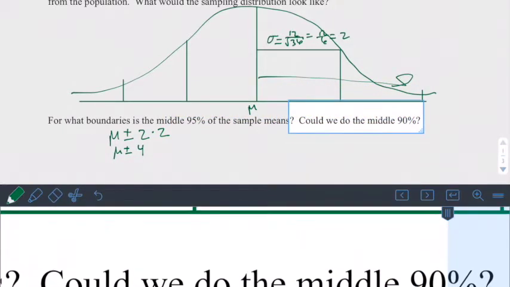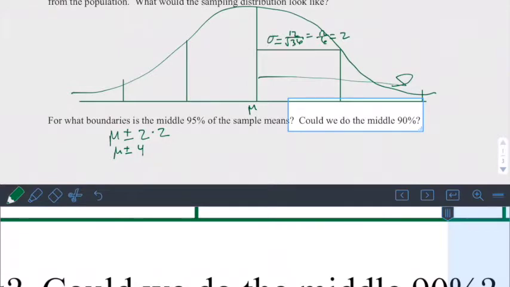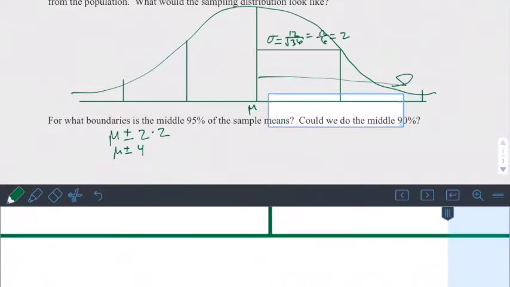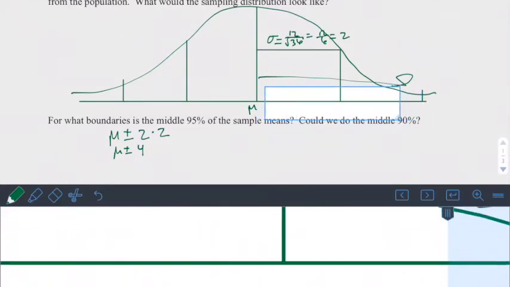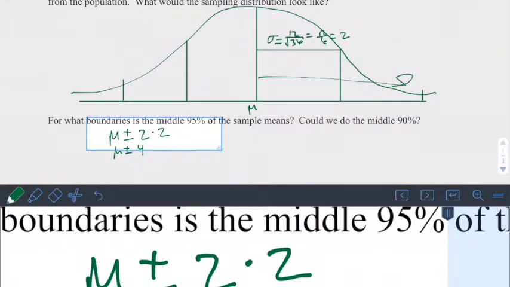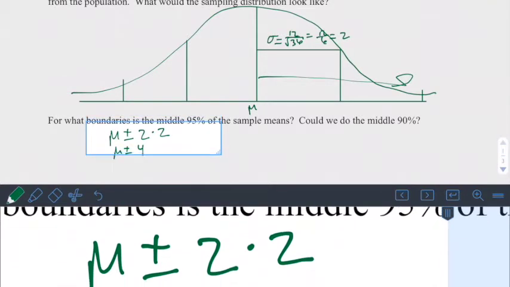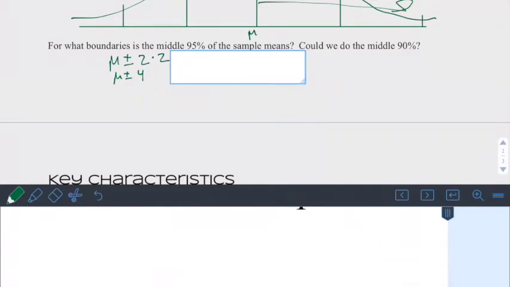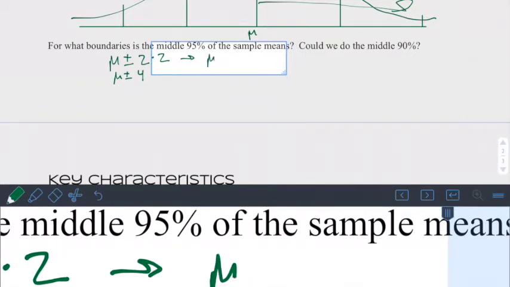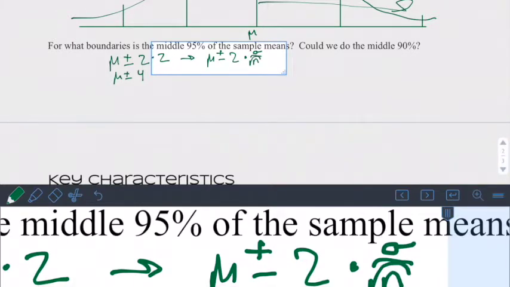Could we do the middle 90% of the data? Well, we could. We know it's going to be more than one standard deviation away, but it's going to change this 2. We haven't shown you how to do that yet, but you might be able to figure it out. I'm going to show you this a little bit more generally first. This is mu plus or minus 2 times that standard deviation of the sampling distribution, so sigma over square root of n.